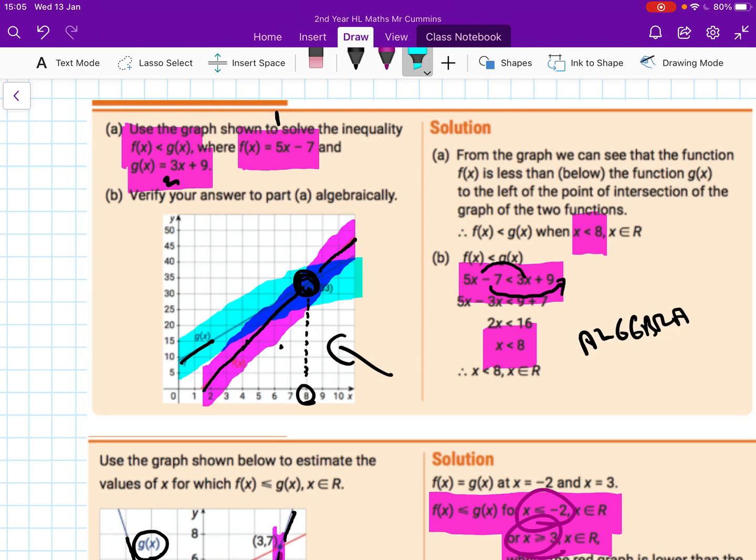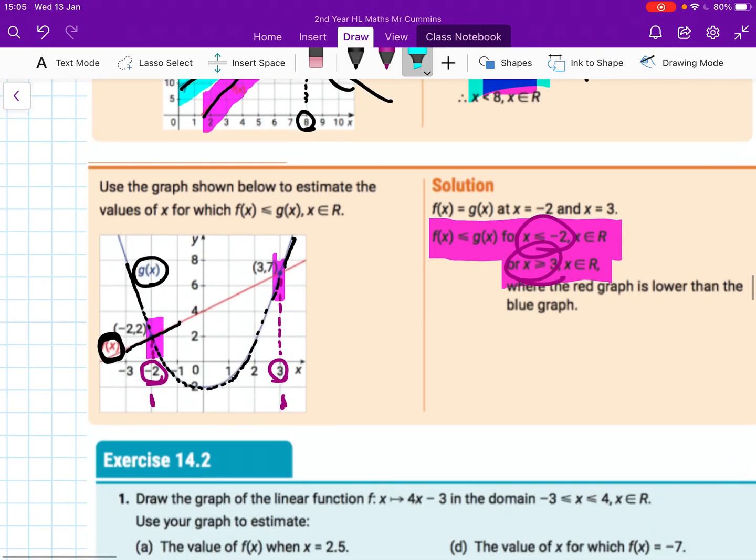So that's just working it out and then using your algebra. We have f of x up here and g of x here. We put them beside each other, and we can work out that x is equal to 8, just using your algebra by moving your x's to the left and your numbers to the right. The other one's the same.